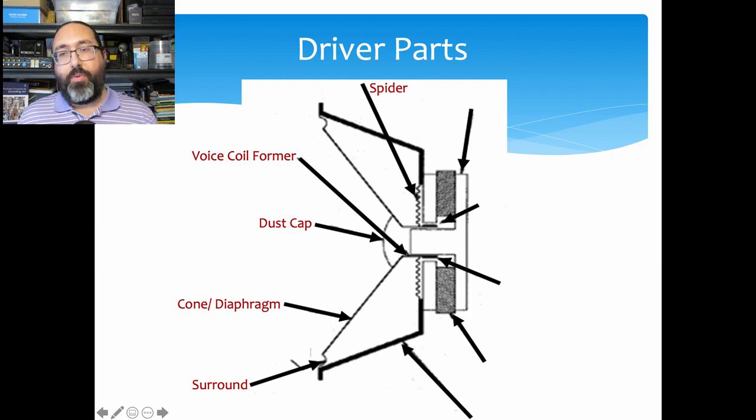Down below is the voice coil former. So on the inside of the speaker, there's a tube. The cardboard tube is the voice coil former. The voice coil is the metal ribbon, or the metal wire, that wraps around it. The dust cap is exactly as it sounds. It protects the inner parts of that driver from dust, hence dust cap. The cone or the diaphragm is the big, huge section that you see moving back and forth.